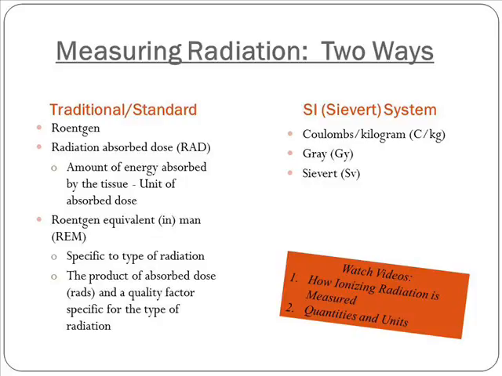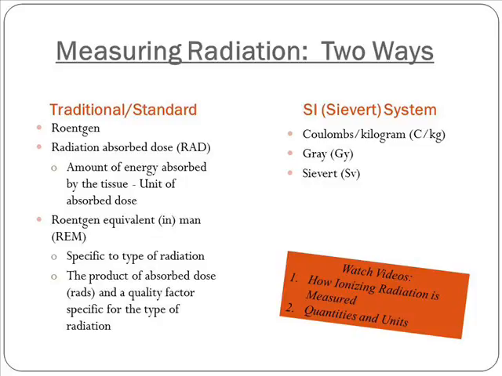The other measuring unit is the Sievert, or SI, system, and this is the equivalent of the metric system. It uses measurements of coulombs or kilograms, a gray, and a Sievert. So go ahead and watch the two videos that are in the links section of D2L. One is on how ionizing radiation is measured, and the other one is the quantities and units of radiation. And then come on back.